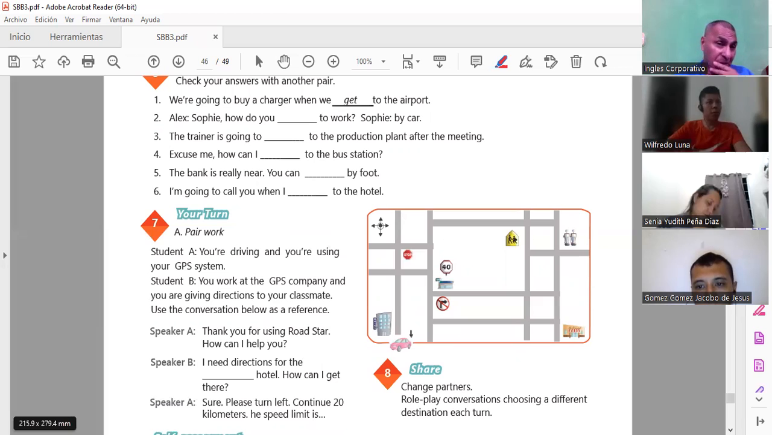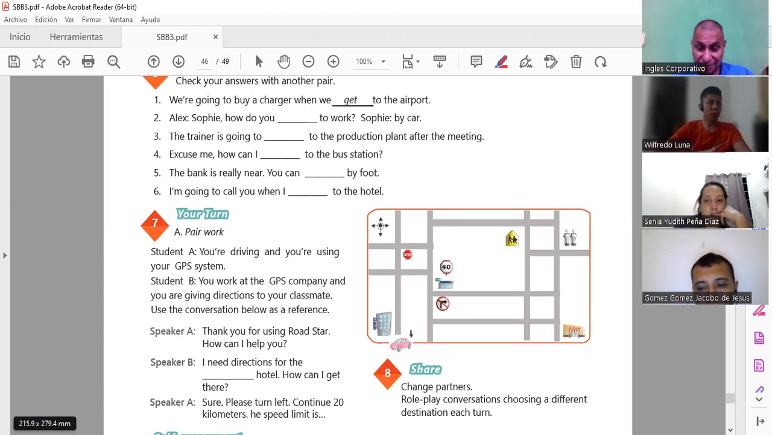Teacher, number one is supposed to be done. We're going to buy a charger when we go to the airport. Cuando vayamos al aeropuerto. Y el otro es cuando lleguemos al aeropuerto, ¿verdad? Uno es cuando, when we go, cuando vayamos al aeropuerto, and we get, cuando lleguemos al aeropuerto. Very good.